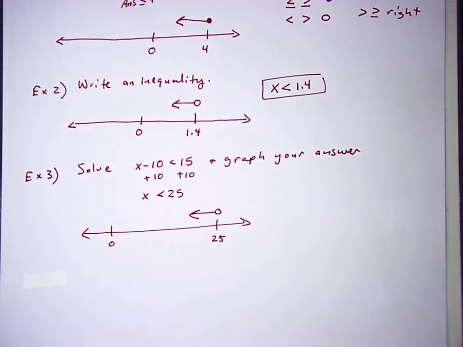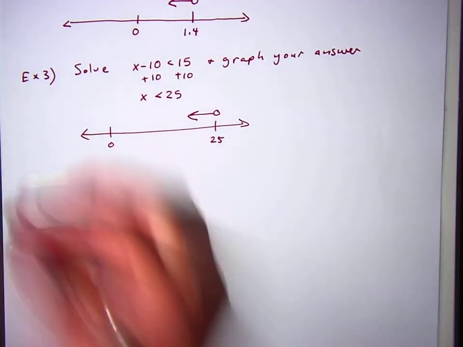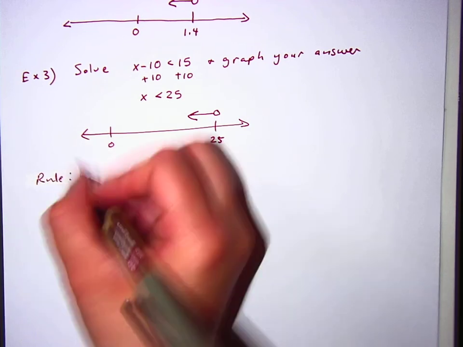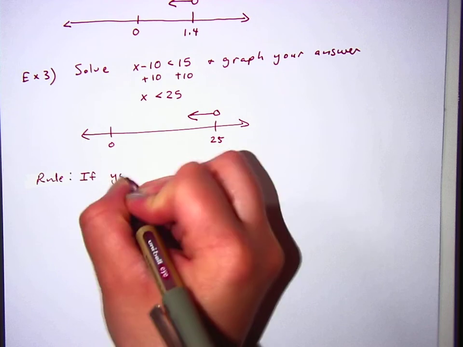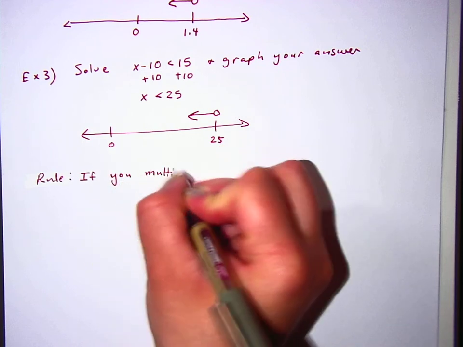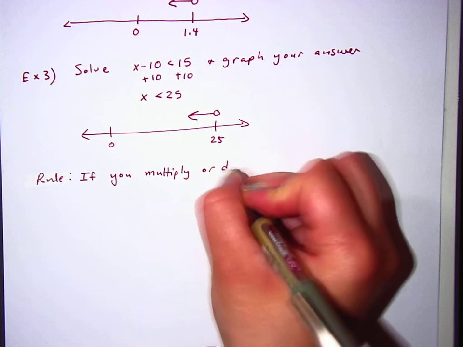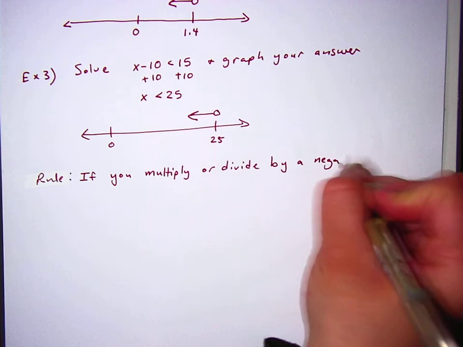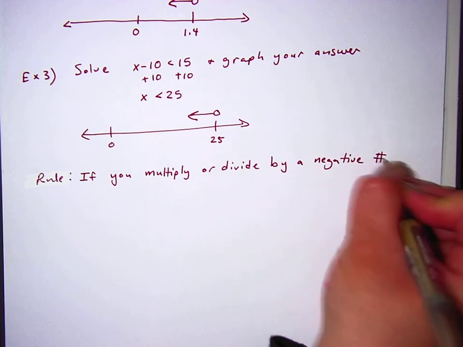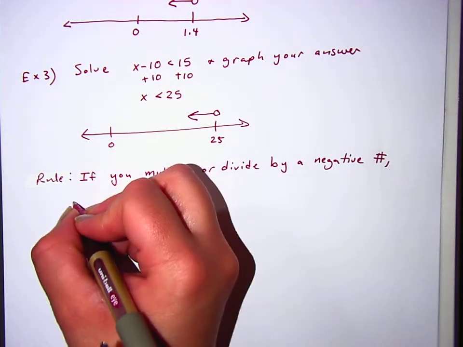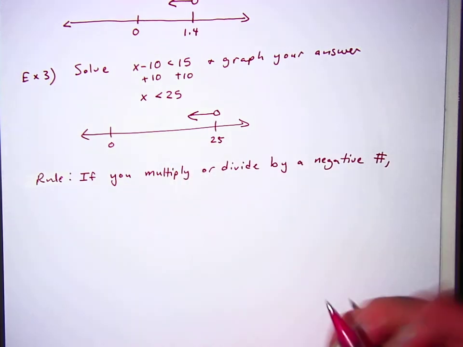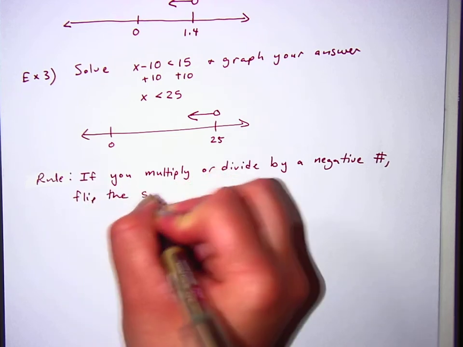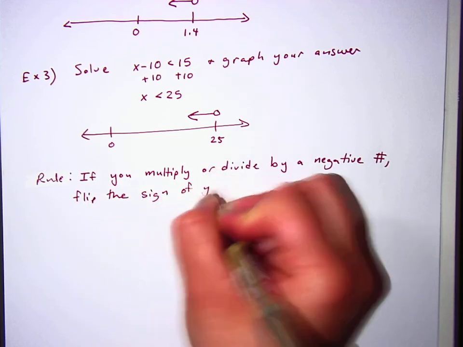Okay, before we do example 4, I want to do a rule. Here's a rule that we have now. If you multiply or divide by a negative number, when you're solving, flip the sign of your inequality.